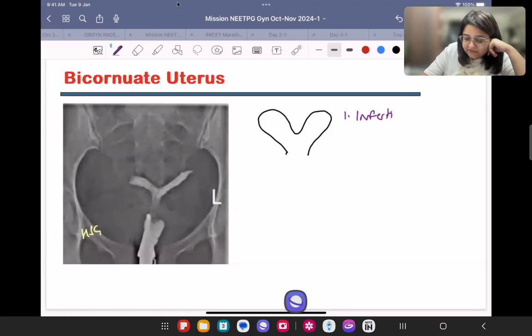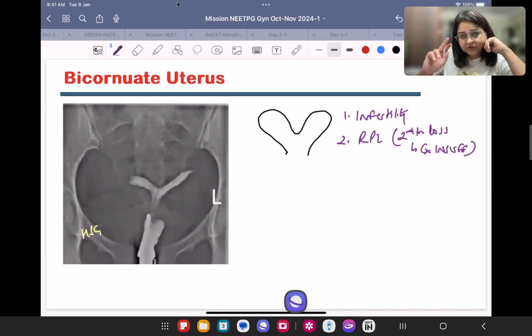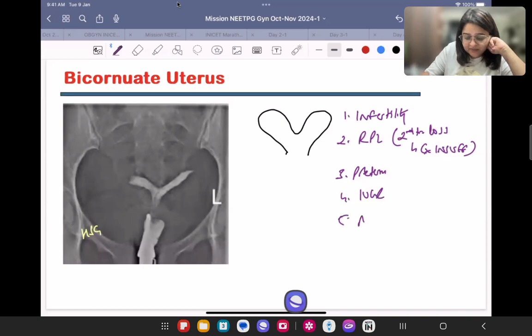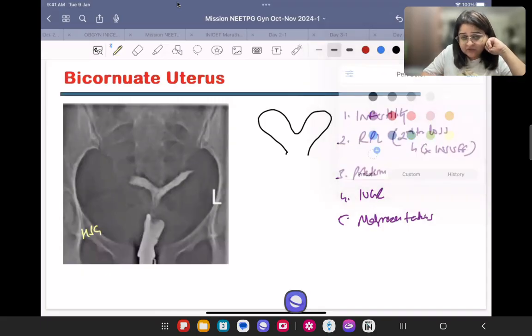So we start with infertility, then abortions or recurrent pregnancy loss, and in bicornuate, typically we see second trimester losses. That is because bicornuate is very often associated with cervical insufficiency, जो हम पहले पढ़ चुके हैं, ठीक है? Then the same set, preterm labor, IUGR or FGR, and malpresentations. HSG is a good way to diagnose this, but it's not the best way. Remember, actually, it's a poor way to diagnose this, not a good way.